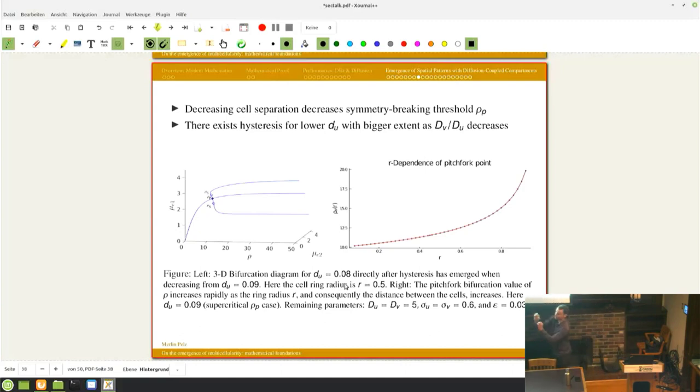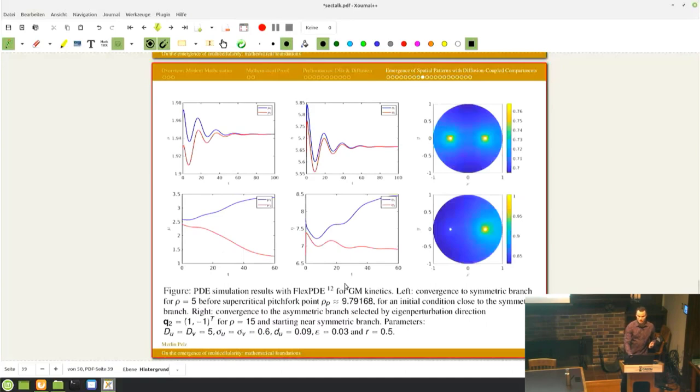If the radius of the imaginary ring we put the cells on is decreased, it's even easier to obtain symmetry breaking. But our asymptotic theory fails because it assumes the separation of cells, so we need a new mathematical theory. We have to construct it ourselves. Before this bifurcation point, when we perturb, we still are at the symmetric equilibrium. Both cells are the same. After, starting from this, we see that one cell suddenly is silenced, the other one is upregulated.